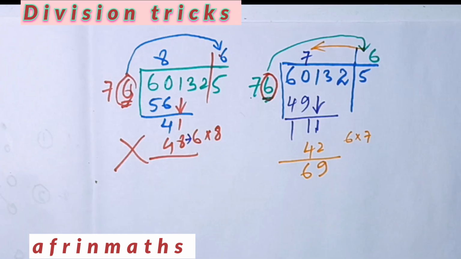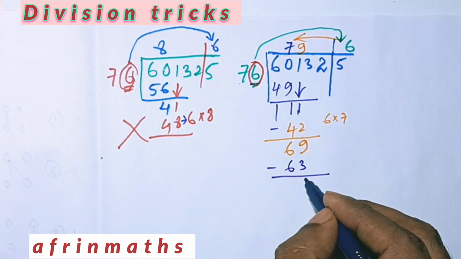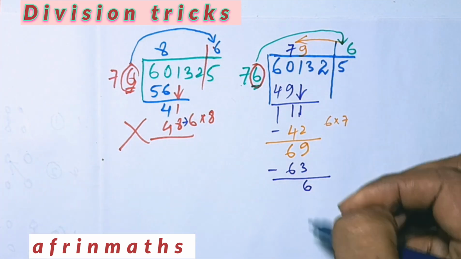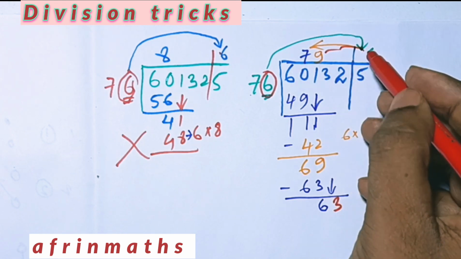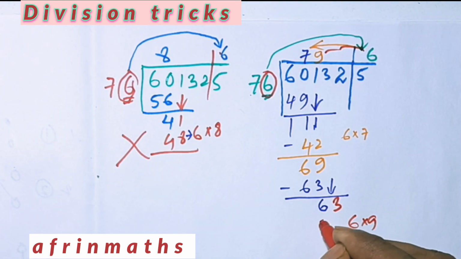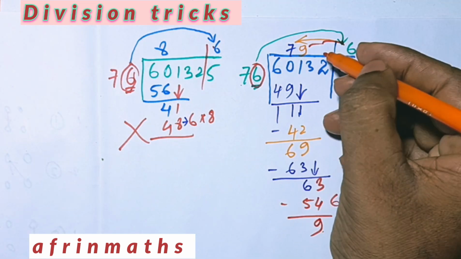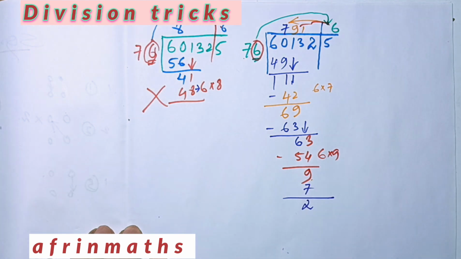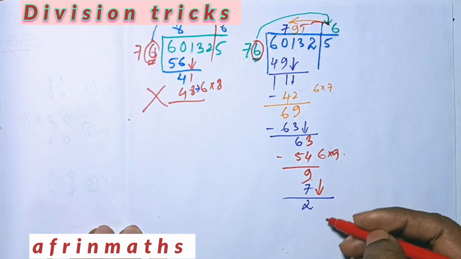We'll multiply 6 into 7, 42. After subtraction, here we can divide. 7 9 is 63. We'll subtract it. We get here 6. 3 comes down. So we'll multiply 6 into 9. 6 into 9, 54. Subtract it to get. We can divide 9 with 7. 7 1 is 7. After subtraction, 9 1 7 is 2. Then we'll bring down that 2. These 2 will come down here.